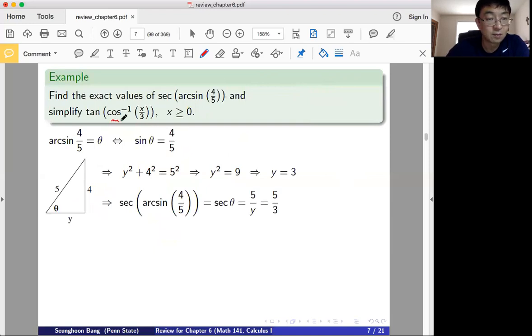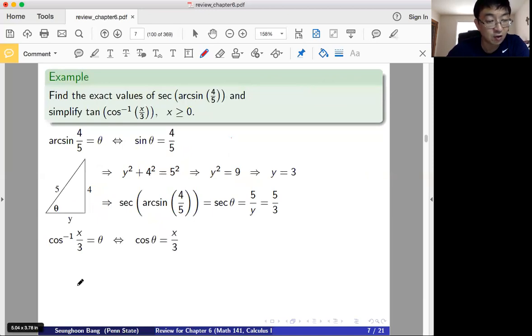Here, similar. Inverse cosine of x over 3 is an unknown angle theta. Use the definition: x over 3 equals cosine theta. You can draw a triangle. So like this. Cosine theta is the adjacent over hypotenuse. You can find the opposite by using the Pythagorean theorem.